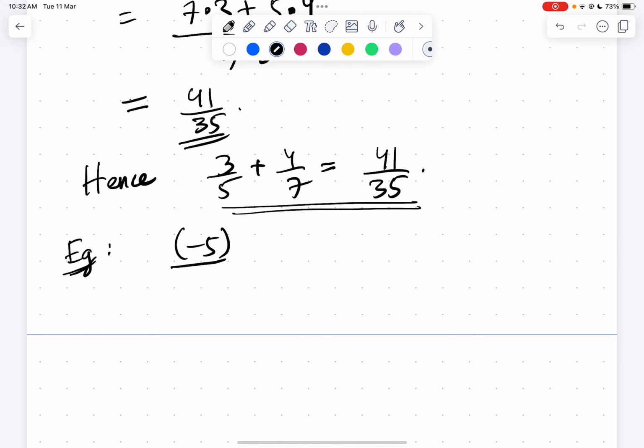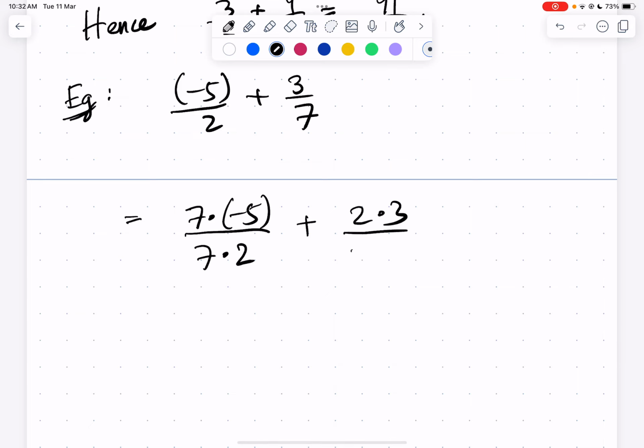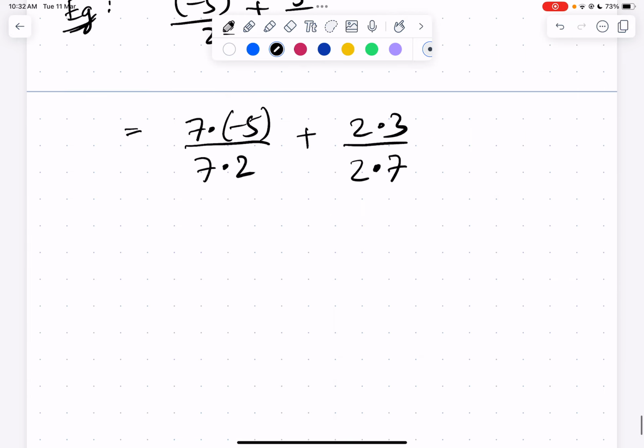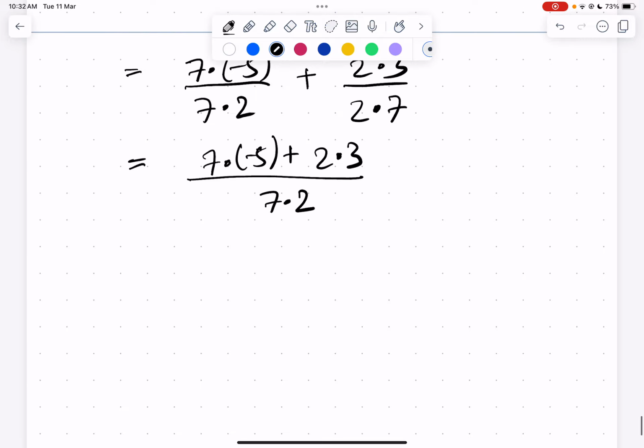Minus 5 by 2 plus 3 by 7 equals 7 times minus 5 by 7 times 2 plus 2 times 3 by 2 times 7. Now that the denominators are the same, we just add the numerators. 2 times 3, which is 6, and minus 35 plus 6 is minus 29. So minus 29 by 14.